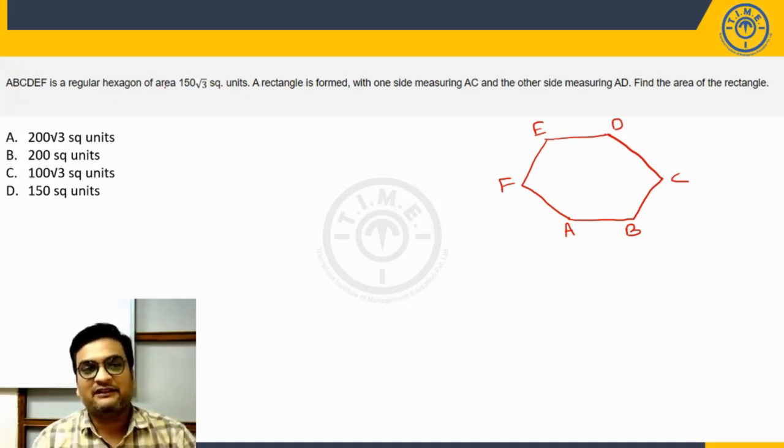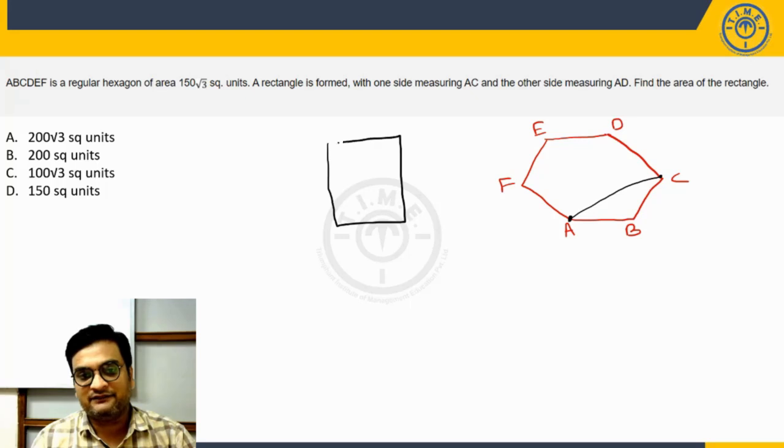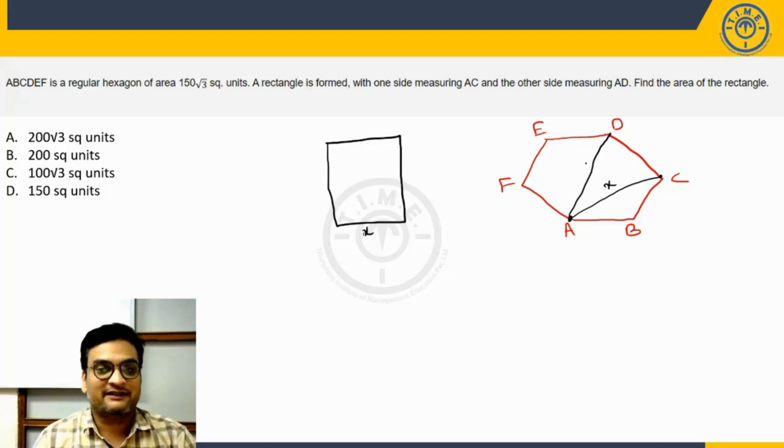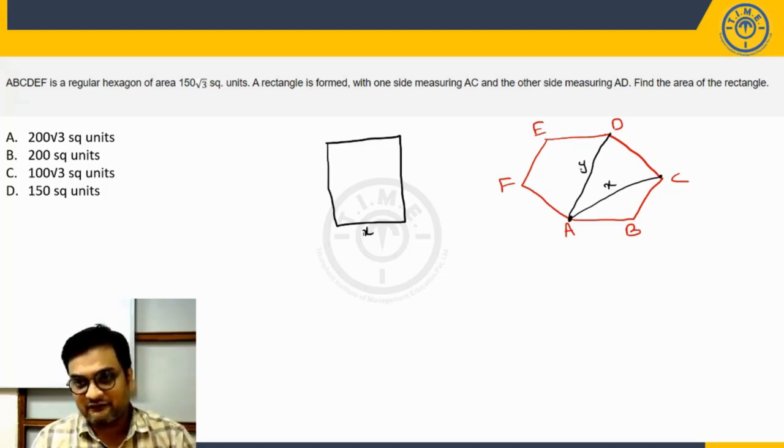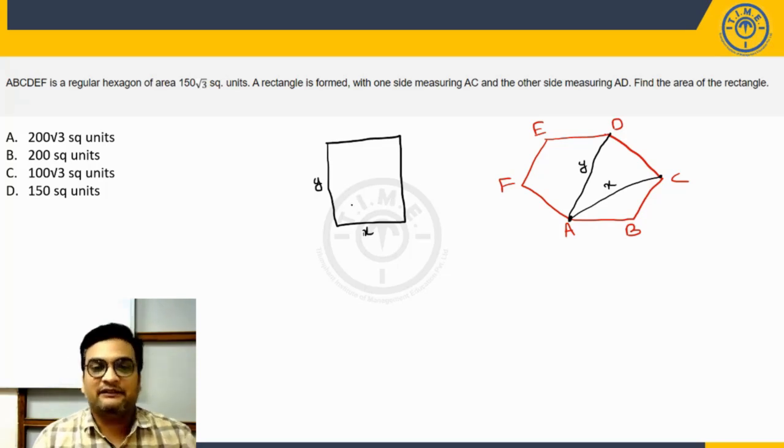ABCDEF is a regular hexagon of area 150 root 3 square units. A rectangle is formed. How are we forming the rectangle? With one side measuring AC, so this is one side, and the other side measuring AD. That means one of the sides of the rectangle is going to be the length of AC, whatever this length is, say this is some X. And the other side will be equal to AD, which is clearly a longer side, or a longer diagonal, say Y. So the length and breadth of the rectangle are going to be Y and X respectively.